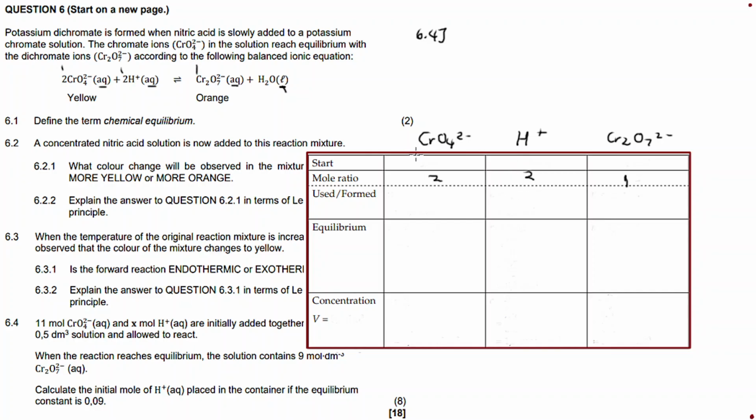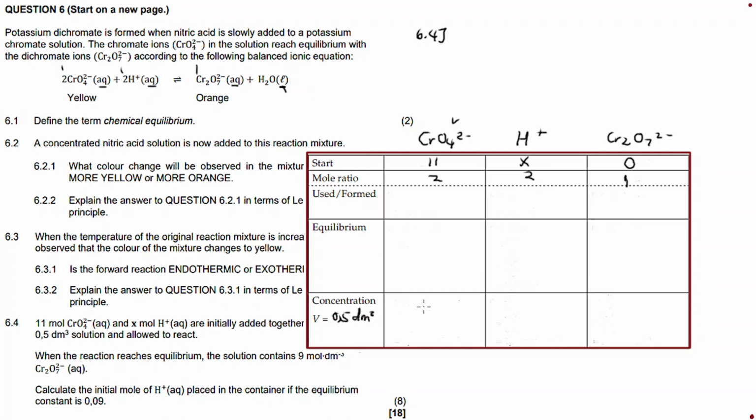So initially, how much do I have? I have 11 moles of this. I have X mole of this. I have 0 mole for the product initially. Okay, what else do we have? And then at equilibrium, the concentration at equilibrium is in a volume of 0.5 cubic decimeters.